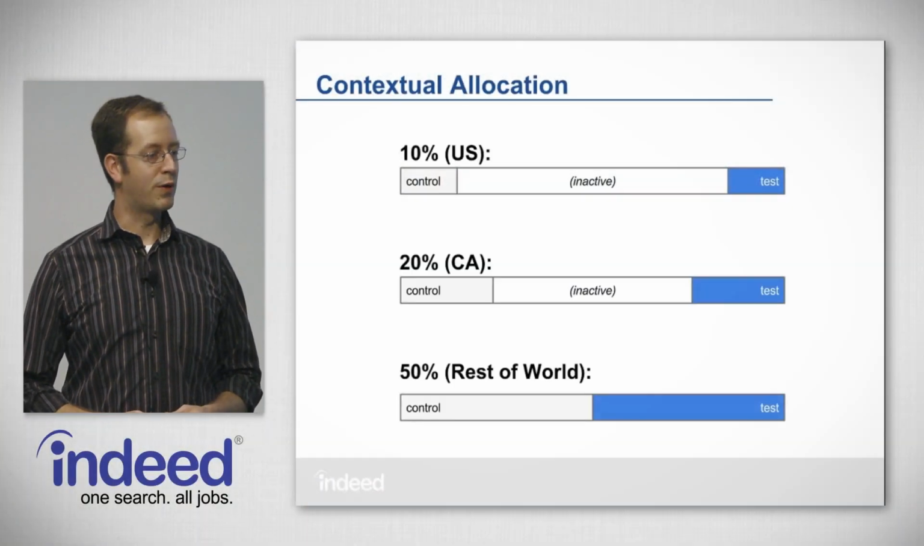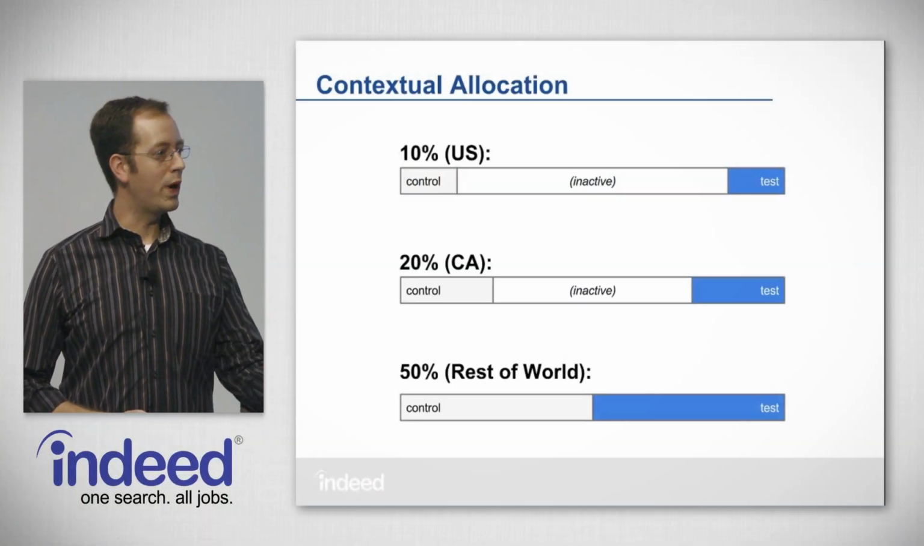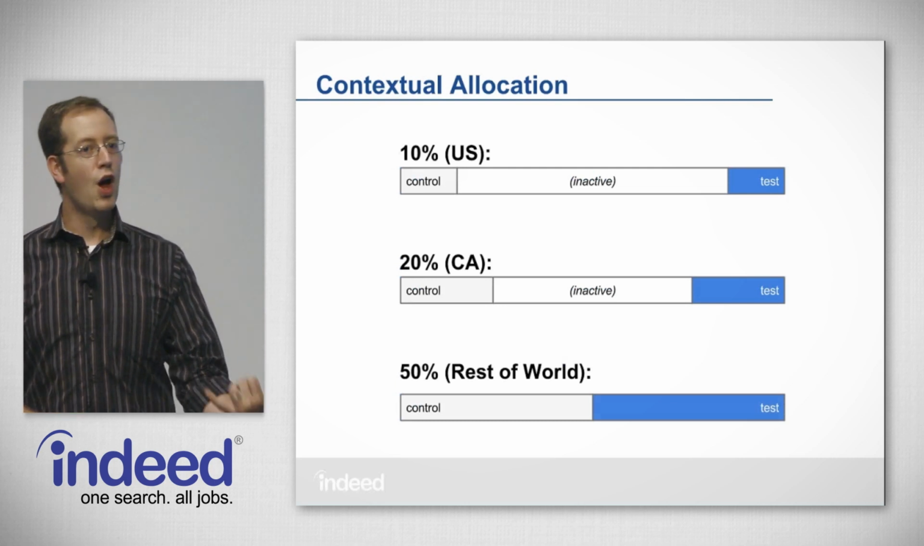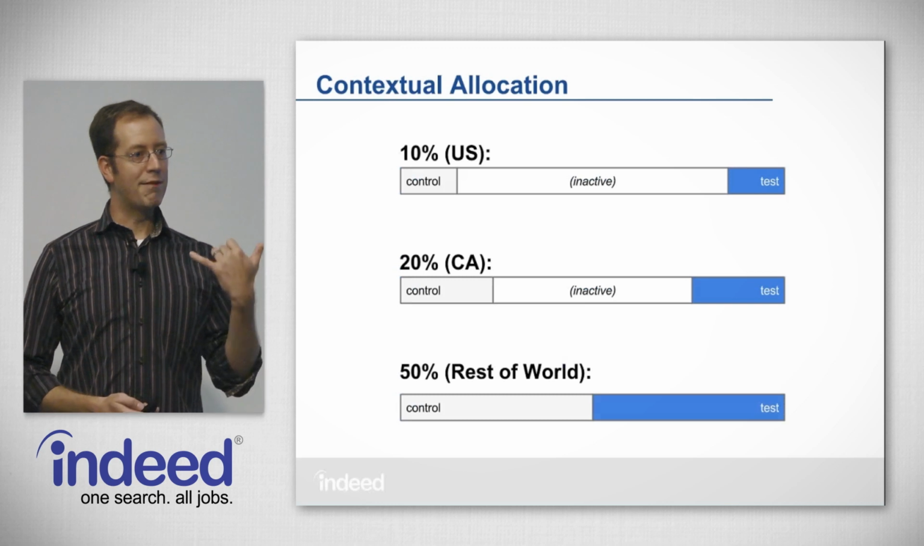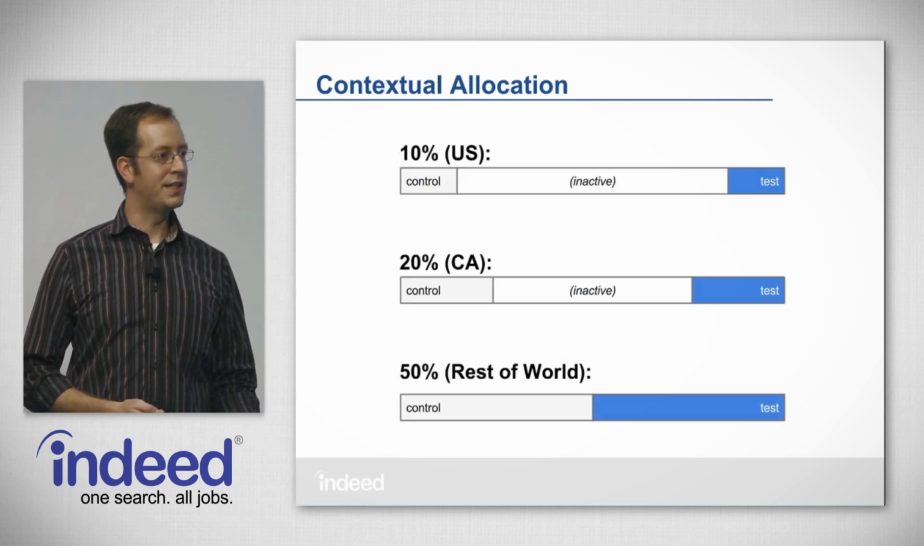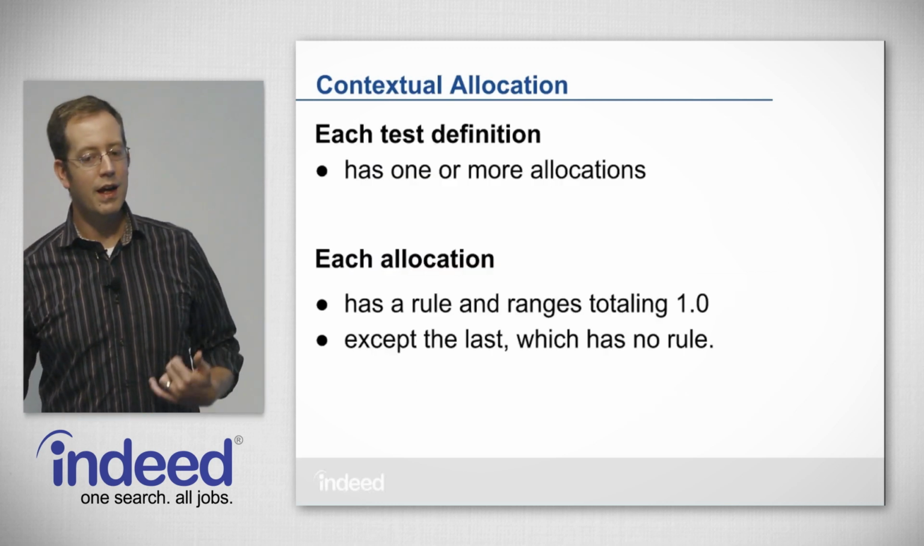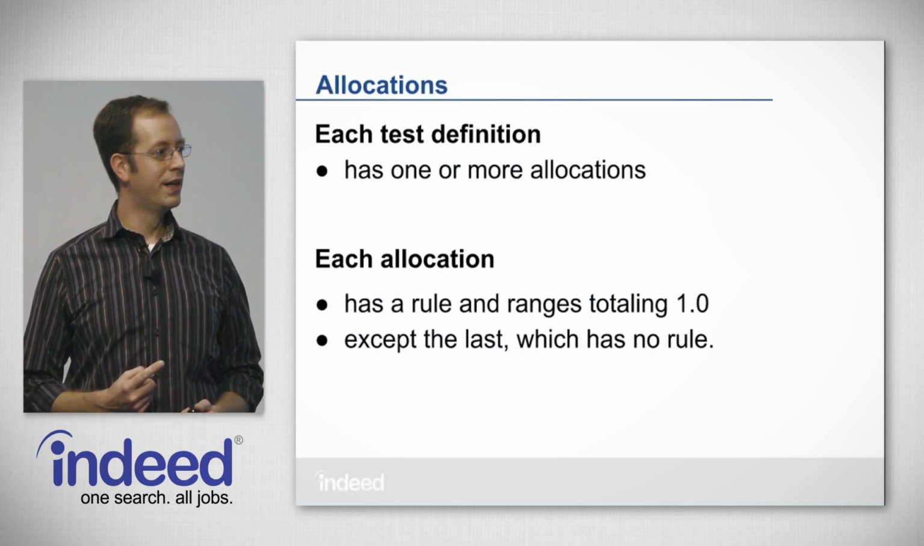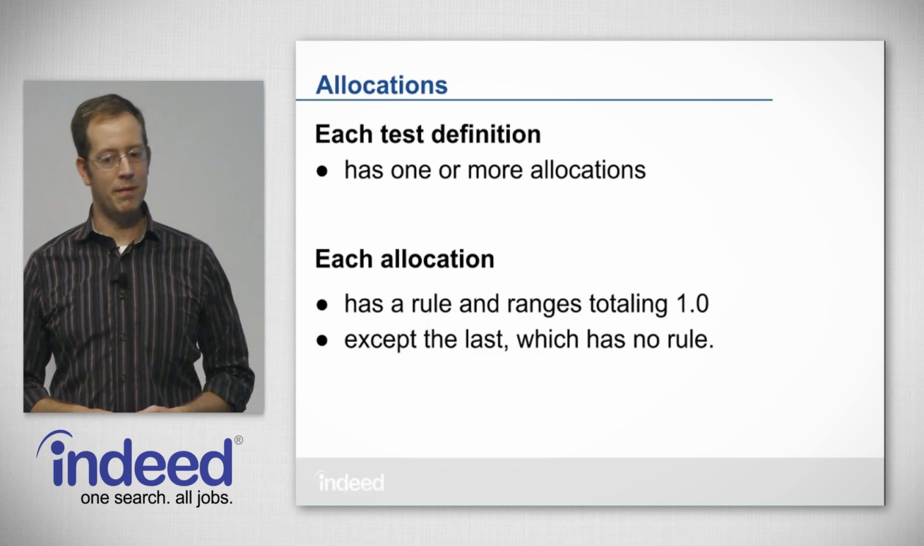And 10% of US traffic will get us there. But maybe we would need 20% of the traffic we get in Canada, or 50% of the traffic we get in Asia. Proctor gives us the ability to have more than one allocation for every test that's running. Every test definition doesn't have just one set of ranges. It has n sets of ranges, at least one.